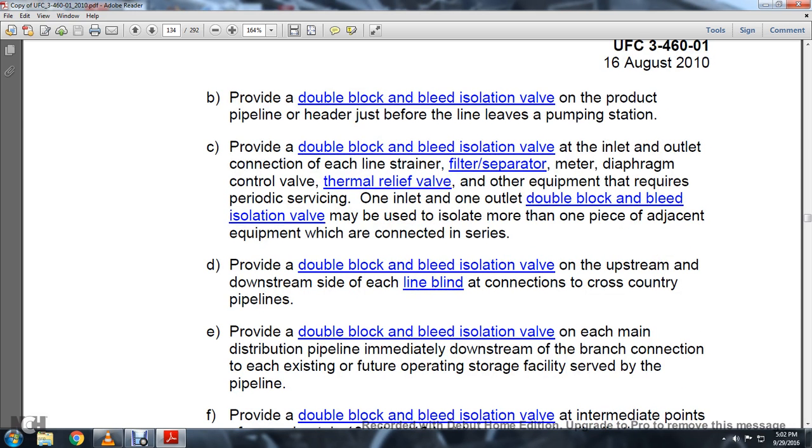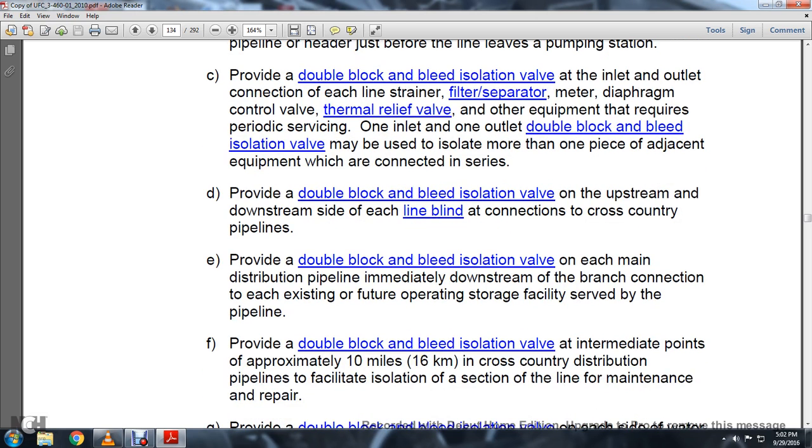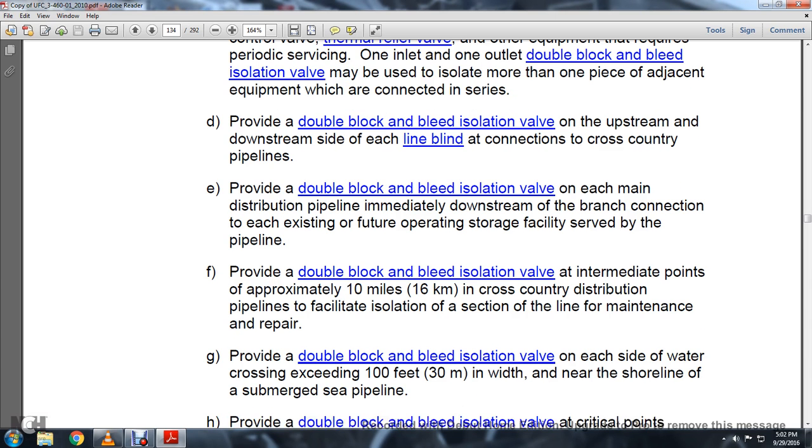Provide double block and bleed isolation on the upstream and downstream side of each line blind with a connection to the cross-country pipelines. Provide double block and bleed isolation on a main distribution pipeline immediately downstream of the branch connection with each of the existing and future operating storage facilities served by the pipeline.